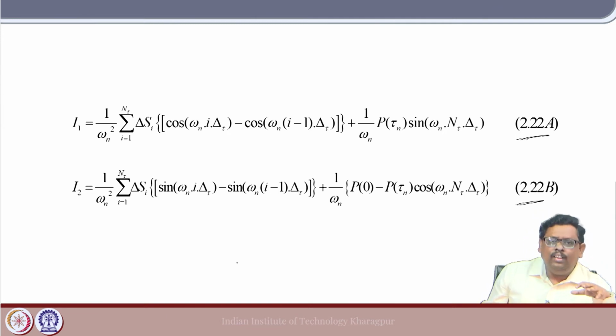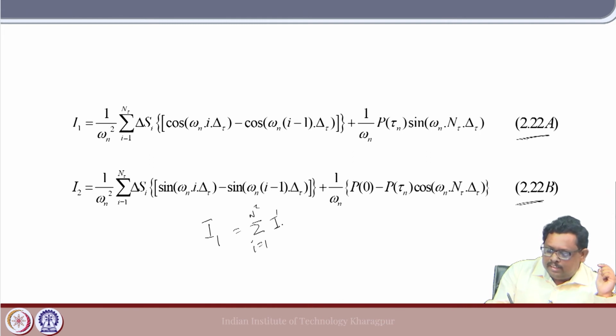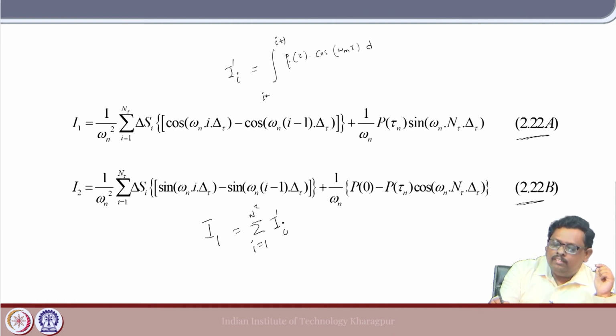However, one way is the brute force way, as I said: you can take this integration I1 equal to the summation i equal to 1 to n tau of I dash i, and this I dash i is nothing but the integration over the interval i to i plus 1 of this expression, which we can write as P(tau) multiplied by the cos of omega n tau d tau. So this is one way, called the brute force way, to do that.